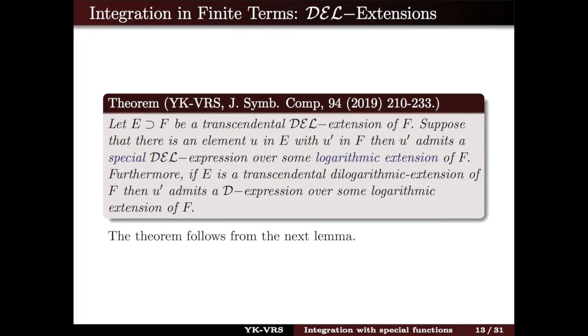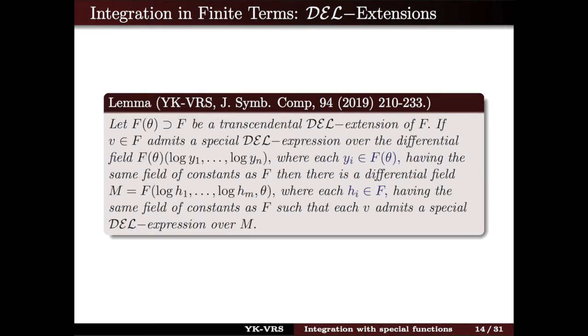So this is the first step. And the second step is the induction procedure. So suppose I have f theta and then I attach log y1 through yn, and each yi is actually coming from f theta. Then the lemma tells you that you can actually descend to the lower one by simply attaching logarithms actually coming from f, not necessarily from f theta.